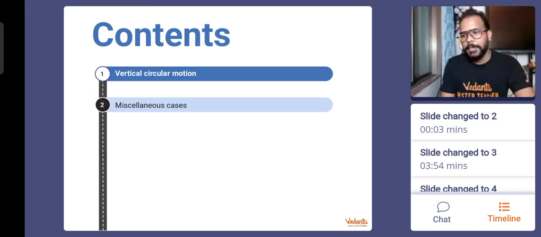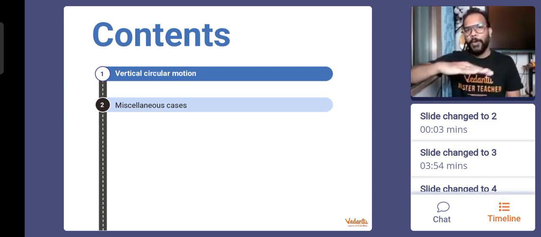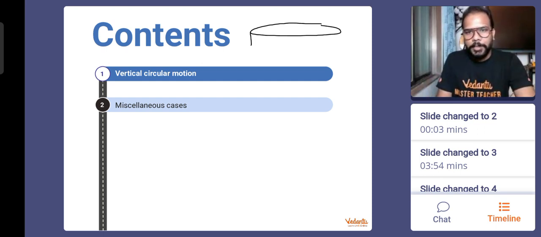Now we'll move to something which I can say is one of the most important parts of this chapter: vertical circular motion. So far, whatever circular motion you studied, we assumed it was happening in a horizontal plane, parallel to the ground. Why were we talking about circular motion where the circle was horizontal? Because we did not want mg to play any role in the motion of the body.